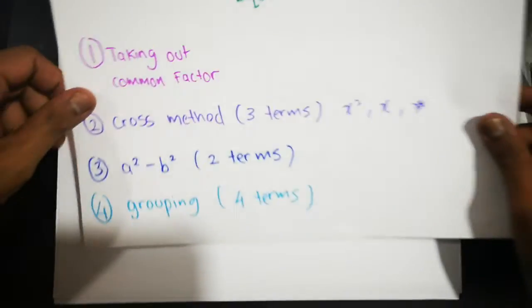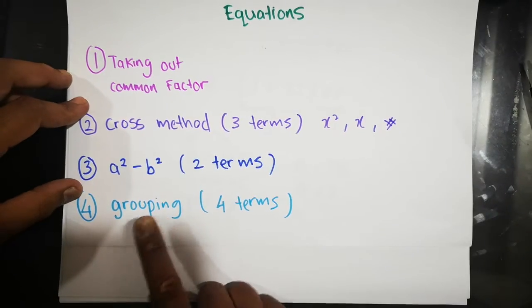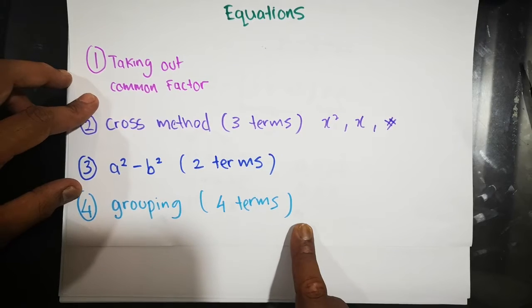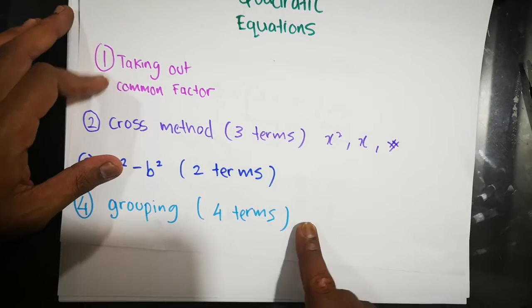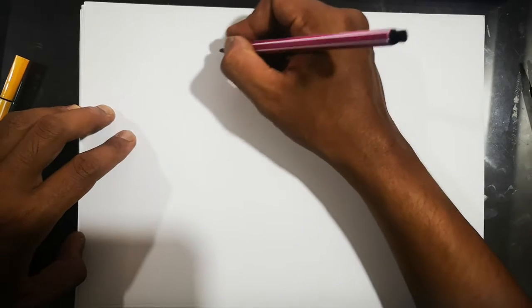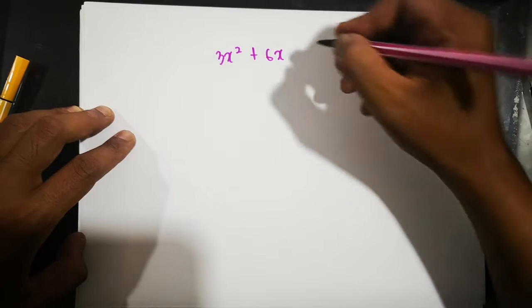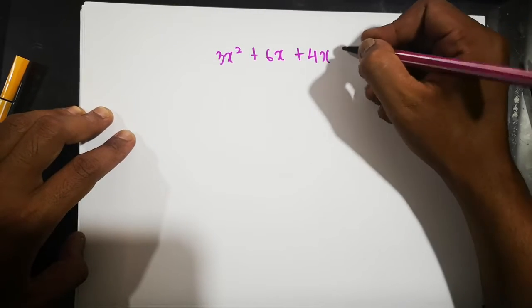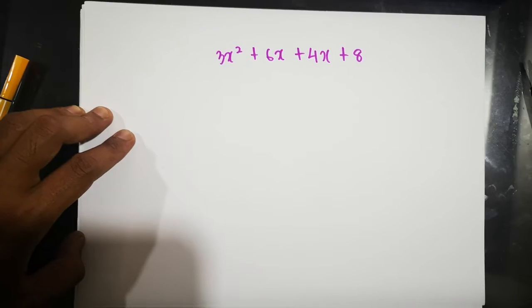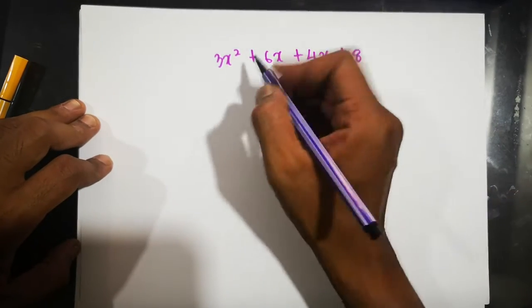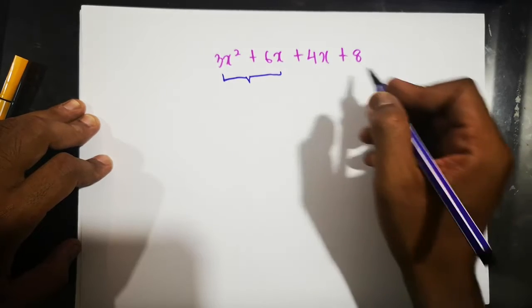Let's move on to the second part of this lesson, which is grouping. Grouping only works if there are 4 terms. If it's fewer than 4 terms, it doesn't work. Okay, so what to do in a grouping question is simply, let me give you a question first. What if I have 3x squared plus 6x plus 4x plus 8? So what you do is to group the first 2 terms together and also the third and fourth term together.